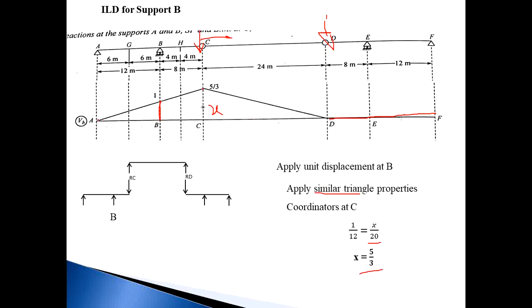At point A, 0. At point B, there is 1. At point C, there is 5 by 3. This is the answer. At point D, it becomes 0 and next 0. So this is the ILD for support B.